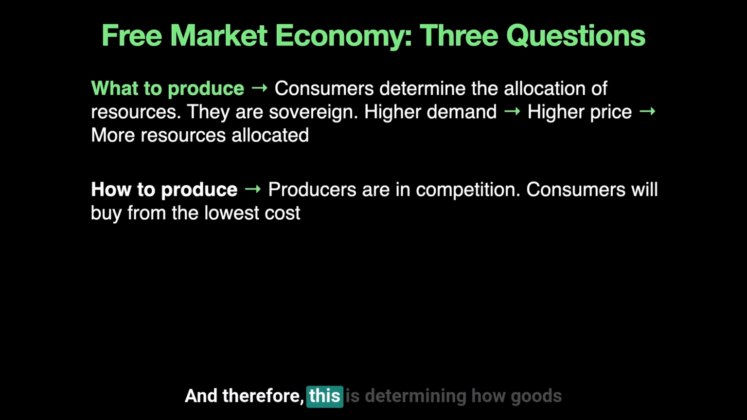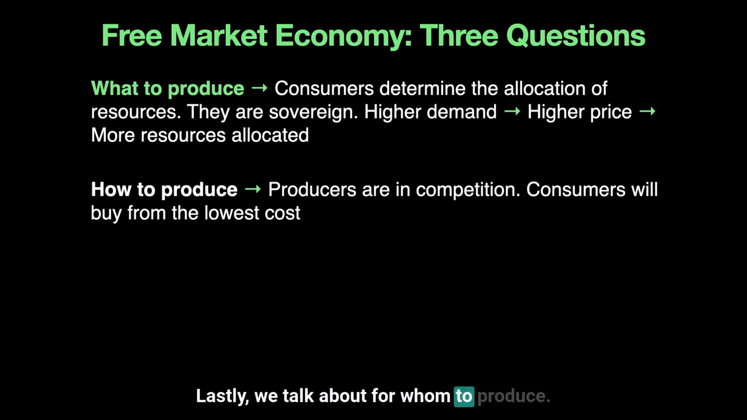And therefore this is what determines how goods and services are produced: a firm that has the lowest possible price is the firm which is as efficient as possible and has adopted the lowest cost technique of production, and it will be allocating resources in an efficient manner. So the answer to how to produce is that the producer will be as efficient as possible so that they can offer the lowest possible price to consumers.